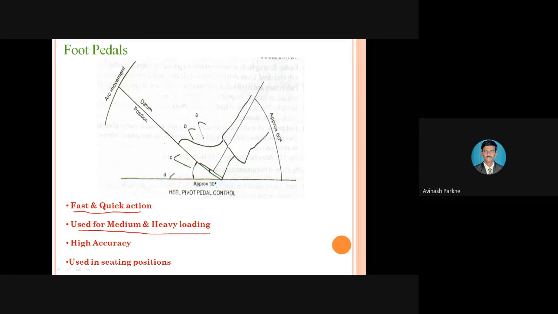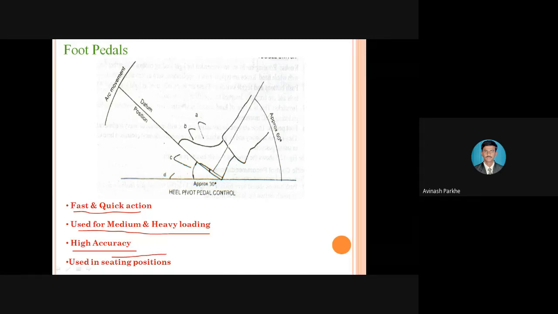Foot pedals are used for medium and heavy loading. Wherever heavy duty or medium duty applications are there, foot pedals play a very important role. They have very high accuracy, because if I apply pressure on the pedal, it immediately gives the action. If I press the brake, the speed of the vehicle immediately decreases. Such foot pedals have high accuracy and are used in the sitting position, wherever the operators are sitting.